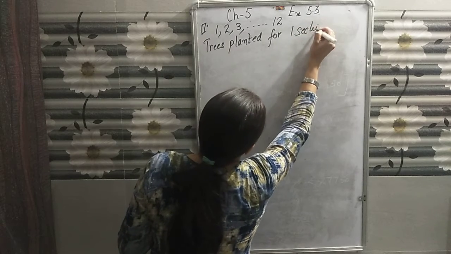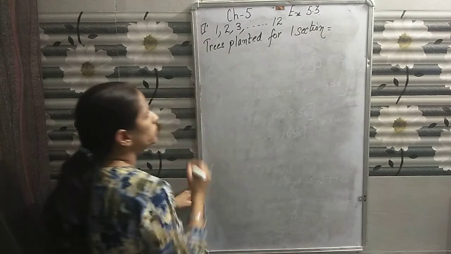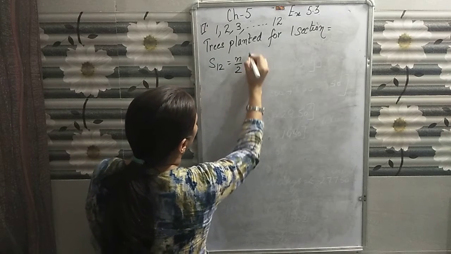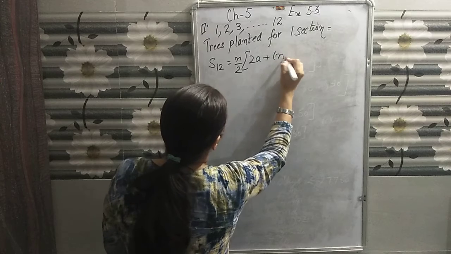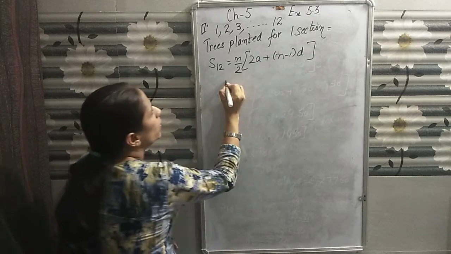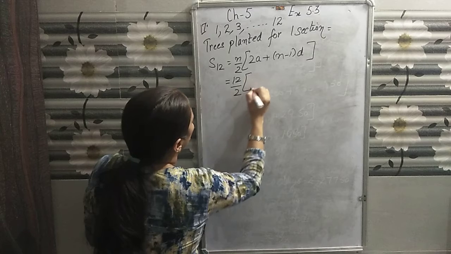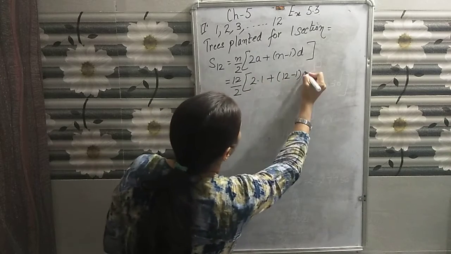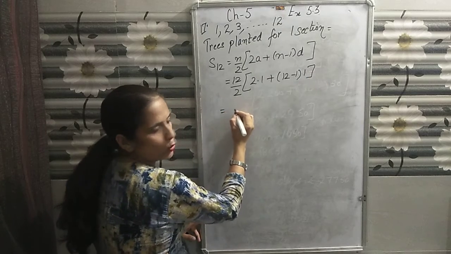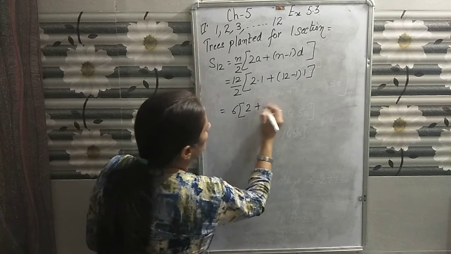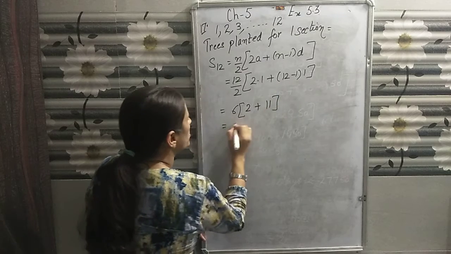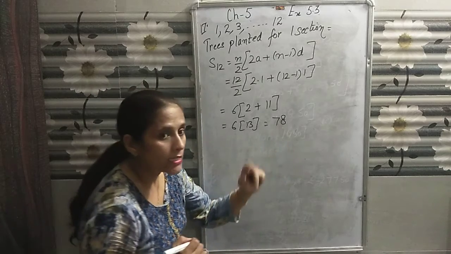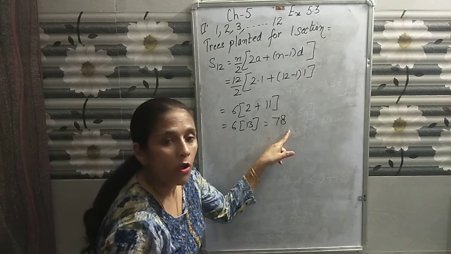Now, the trees planted for 1 section is equal to the sum of 12 terms. I will apply the formula n/2 [2a + (n-1)d]. So here n is 12, so 12 by 2, 2 into a, a is 1, n is 12 and d is 2 minus 1, 1. So this is 12 by 2, 6; 2 into 1, 2; 12 minus 1, 11. So 6 into 13, 78 is your answer. This is the trees planted for 1 section.